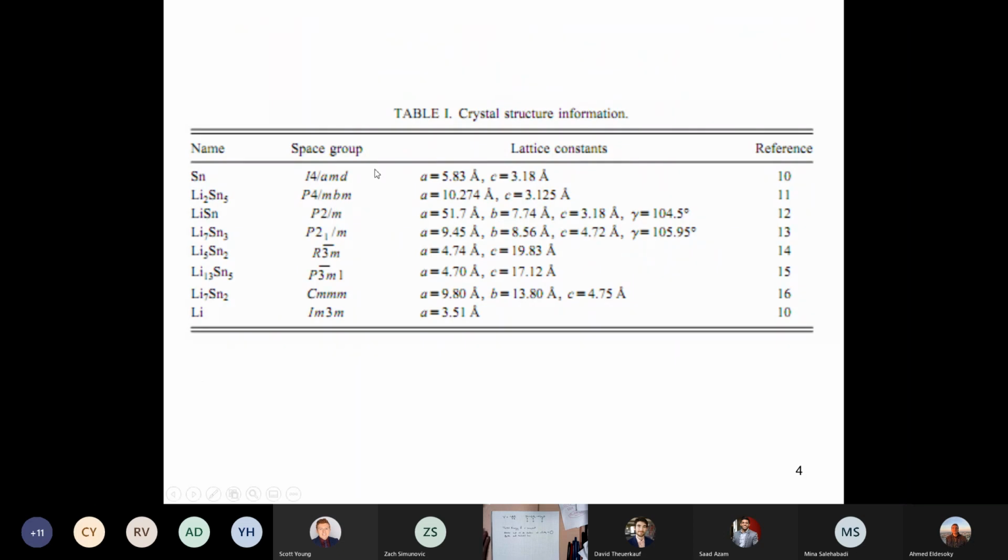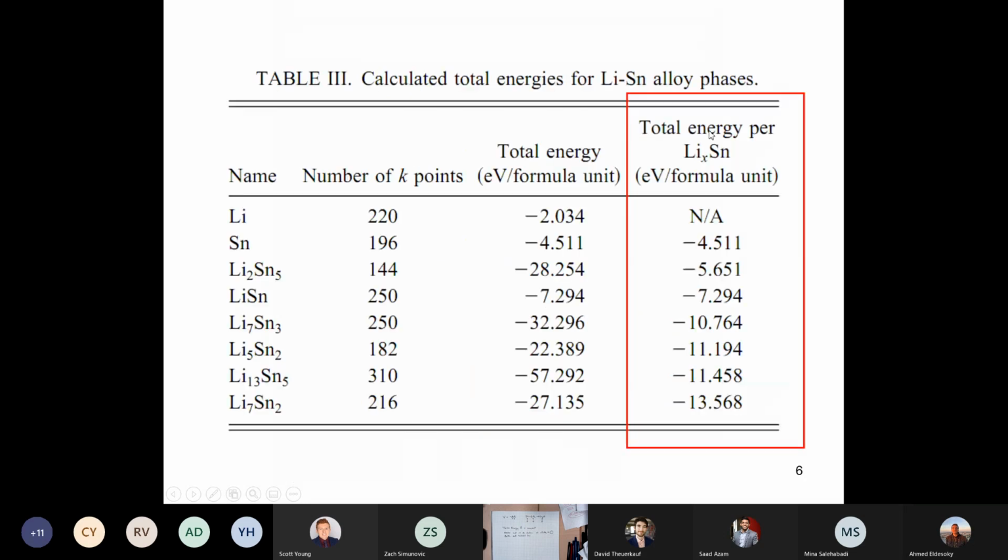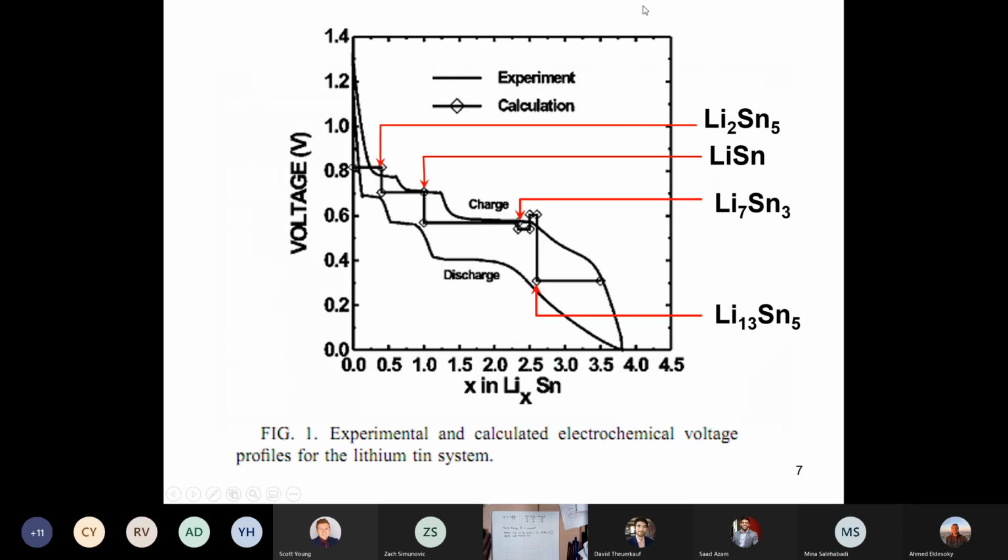So, like I say, all these crystal structures for all these alloys are known. The lattice constants are known. All the atom positions are known. Everything is known. So you can do these total energy calculations, okay? And you get the total energy per tin atom, per lithium x tin. There's the numbers that you need to do the voltage curve calculation. And you do it.